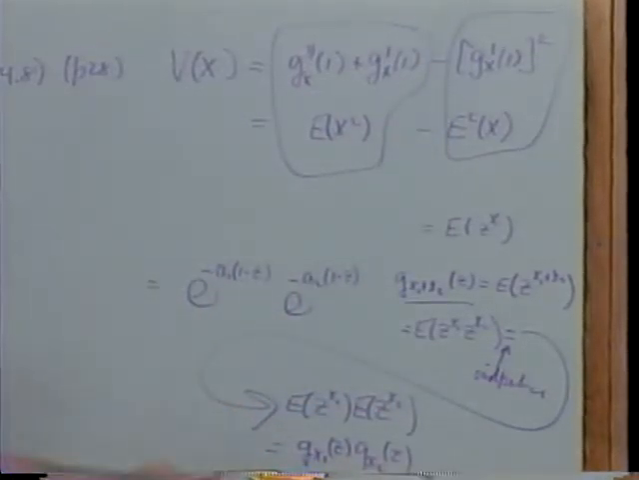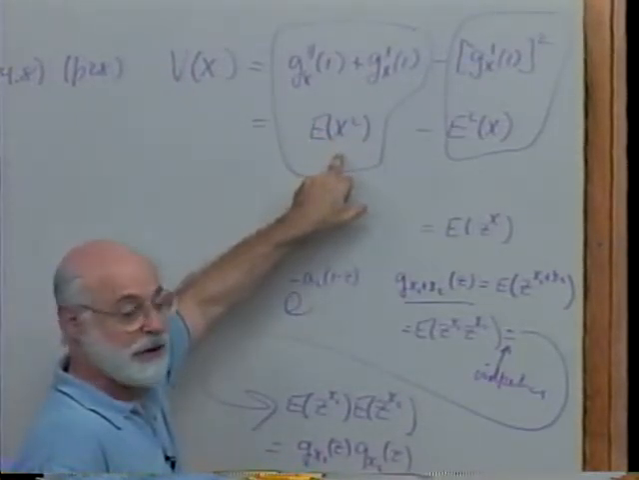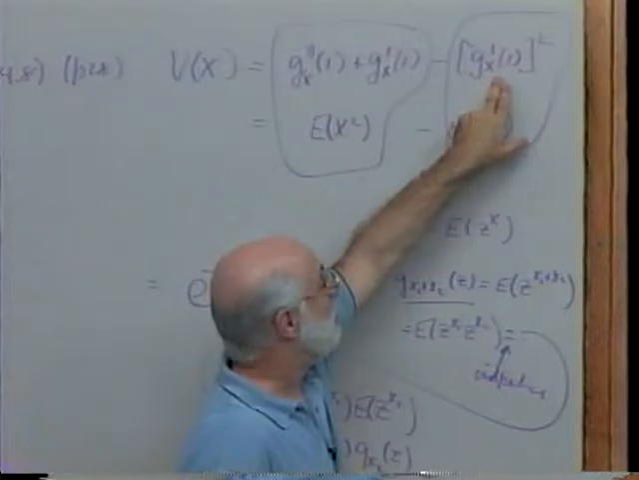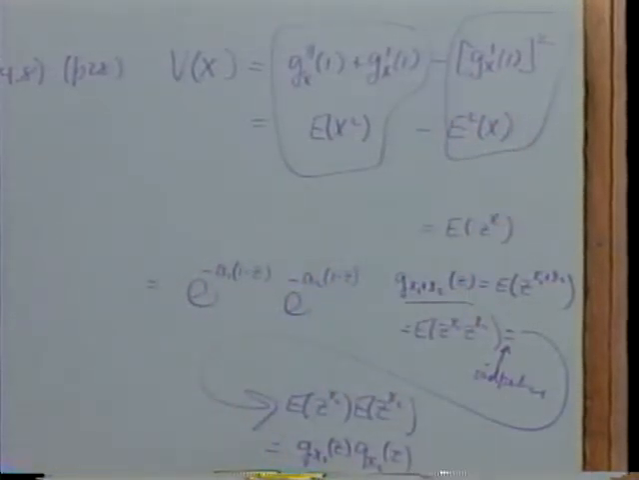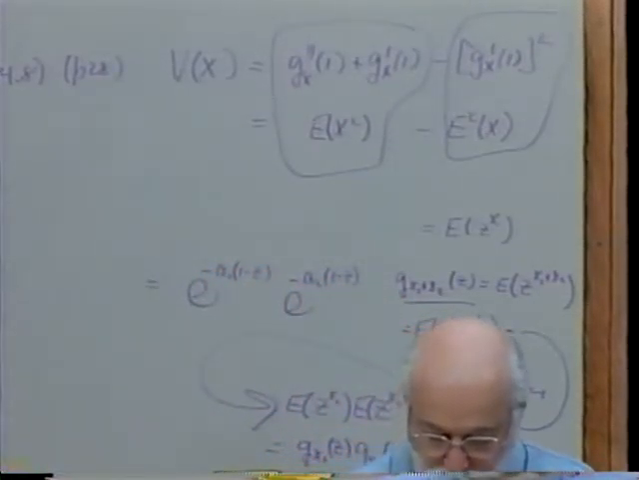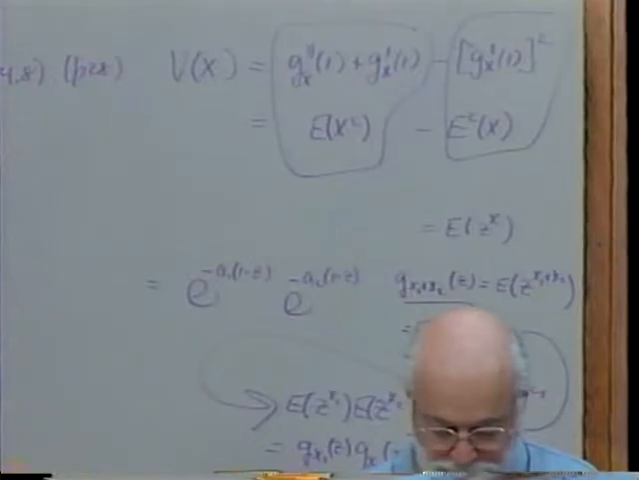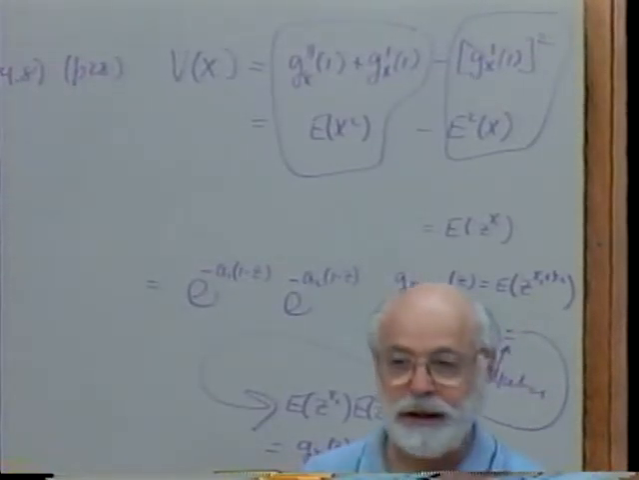So in other words, using generating functions, that piece is the second moment, and this piece right here, before I square it, is the first moment. And similarly, I can calculate all of the other moments. Okay, are there any questions about that?